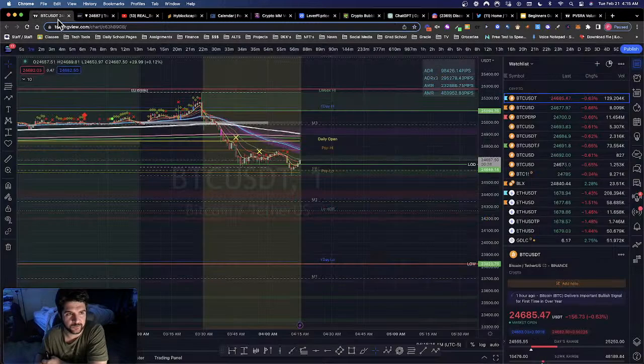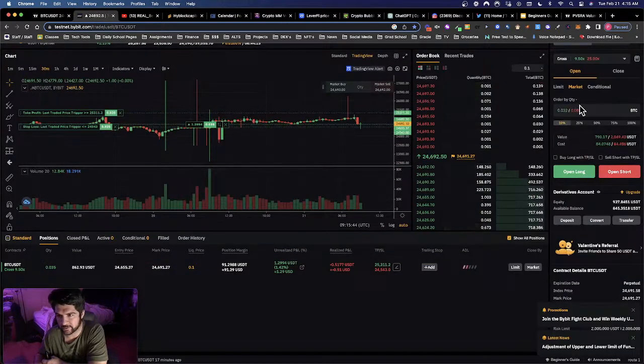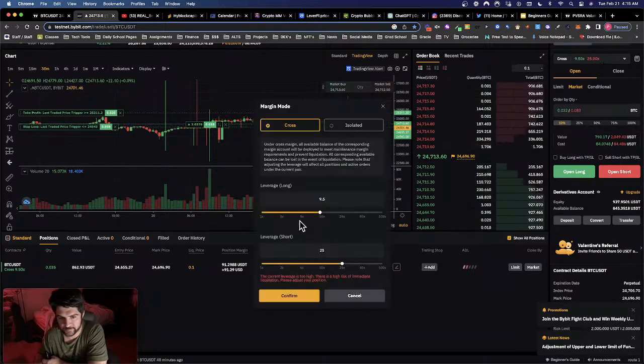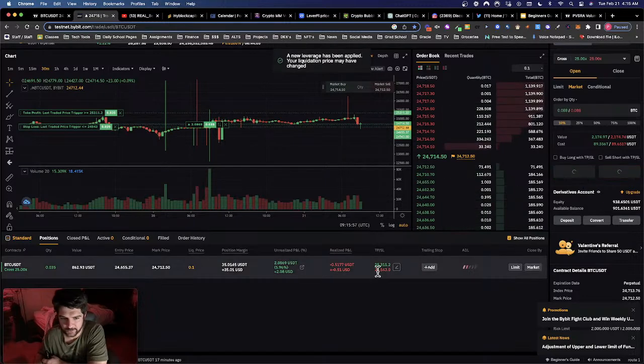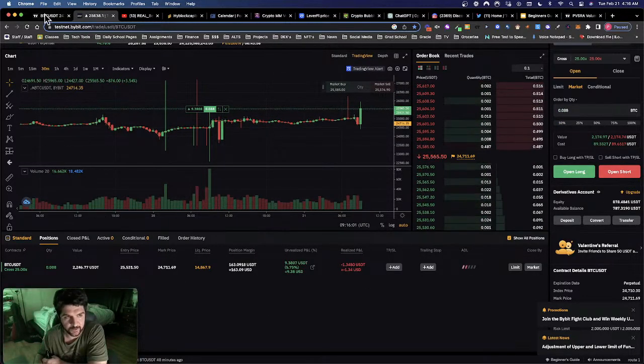I might go a little bit more. I'm feeling pretty confident that New York is gonna come back up into here. So let's do a little bit more. Let's ramp up the leverage slightly. Oh, this is terrible practice. Do another 10%. Let's do that.